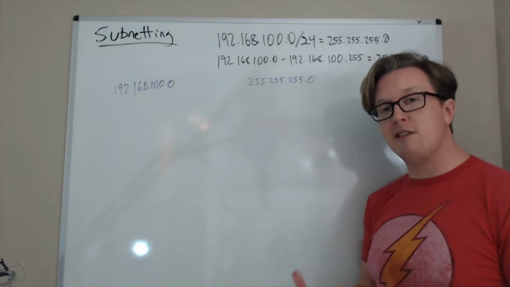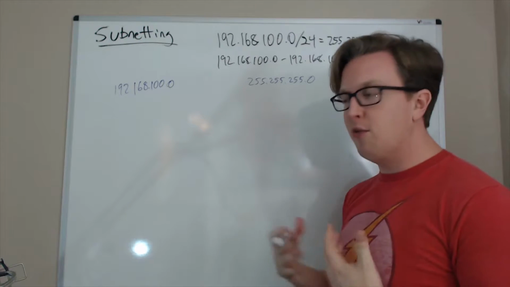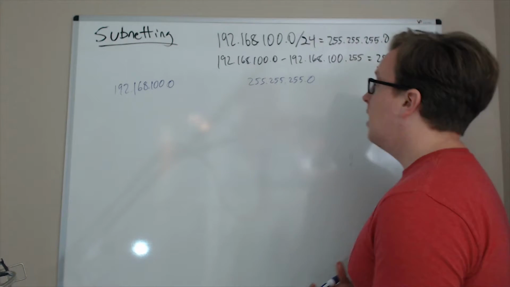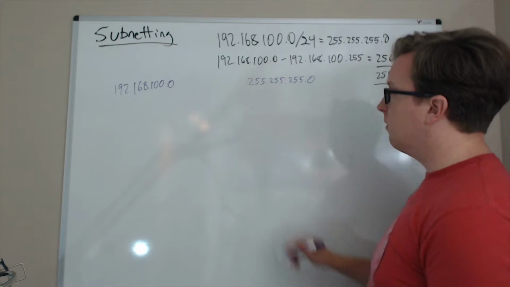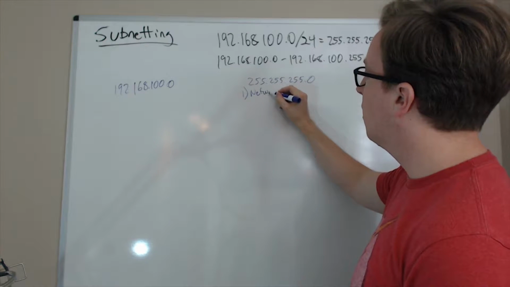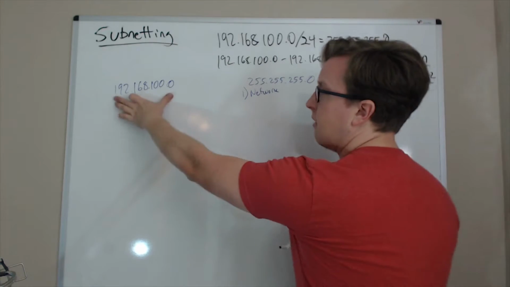Our subnet mask does literally two things. And I really wish that somebody had told me this when I was first starting to get into IT and starting to understand networking and all. The subnet mask does two things. One, it tells us where the network is when it comes to this IP address.